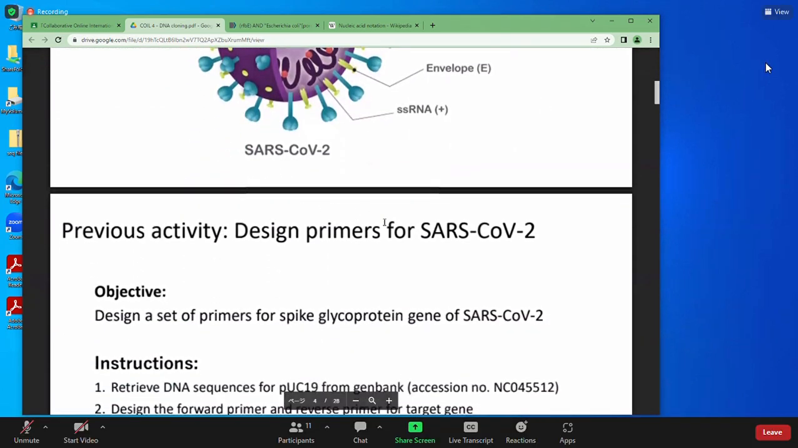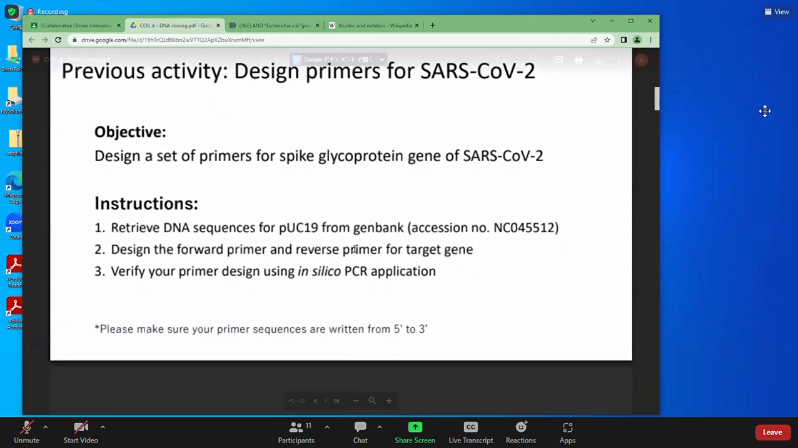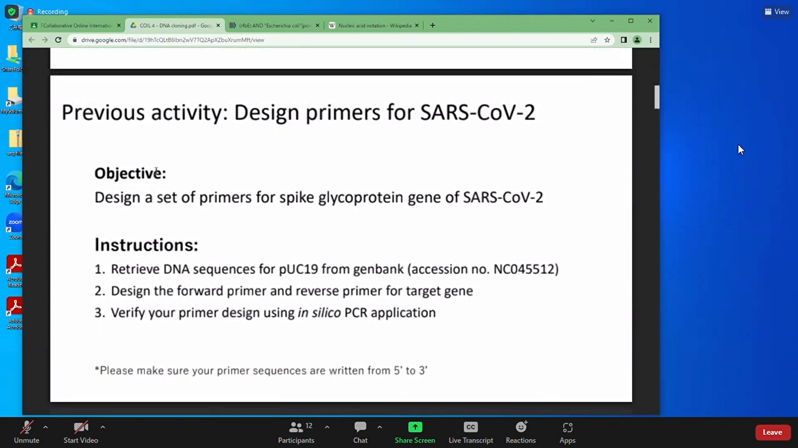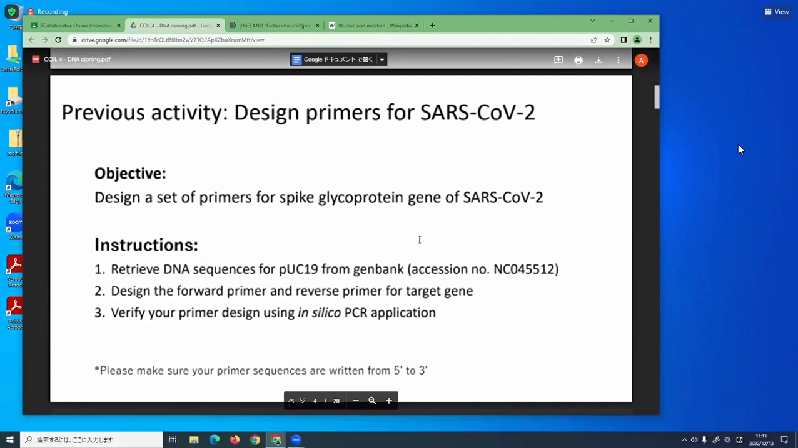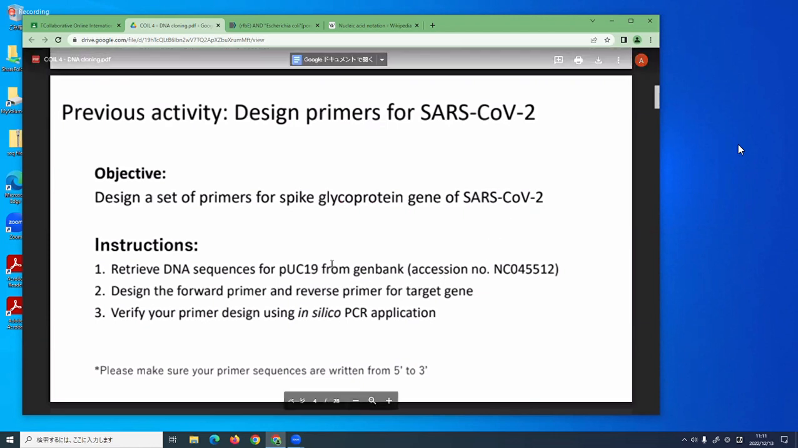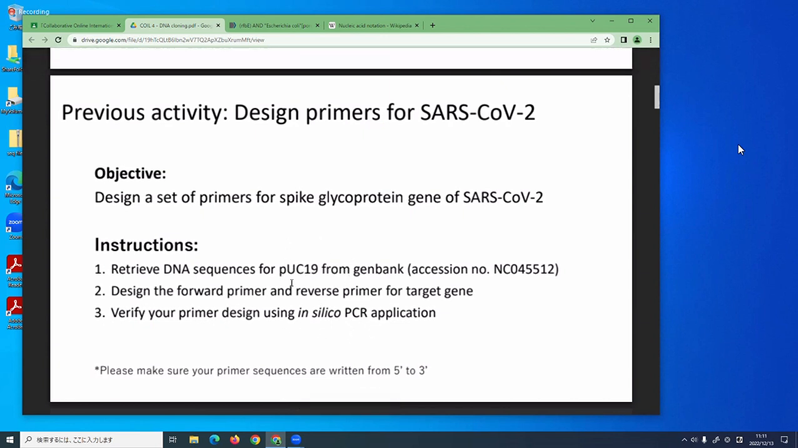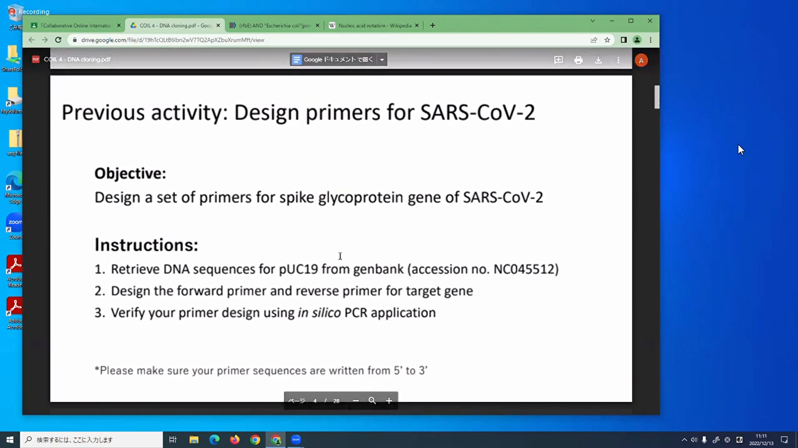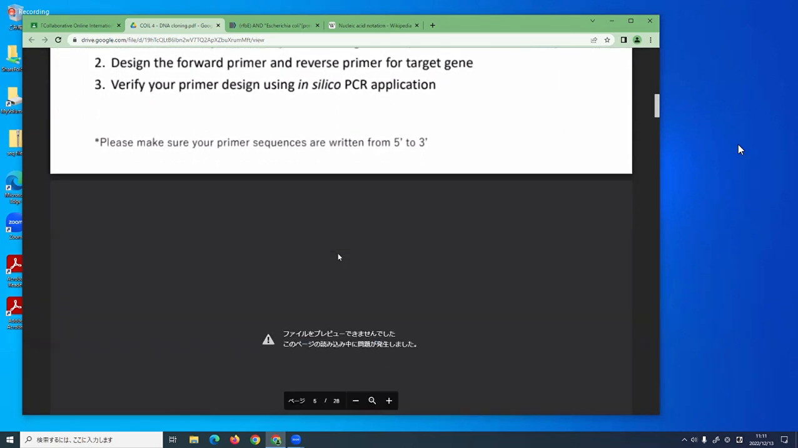The previous activity we did, this was our first activity, we designed the SARS-CoV-2 primers. This is slightly different. We got the information from GenBank, and then we designed the forward and reverse primers, and then we tested them with PCR. So today we will add the element of plasmid so that we can clone our sequence in a plasmid.